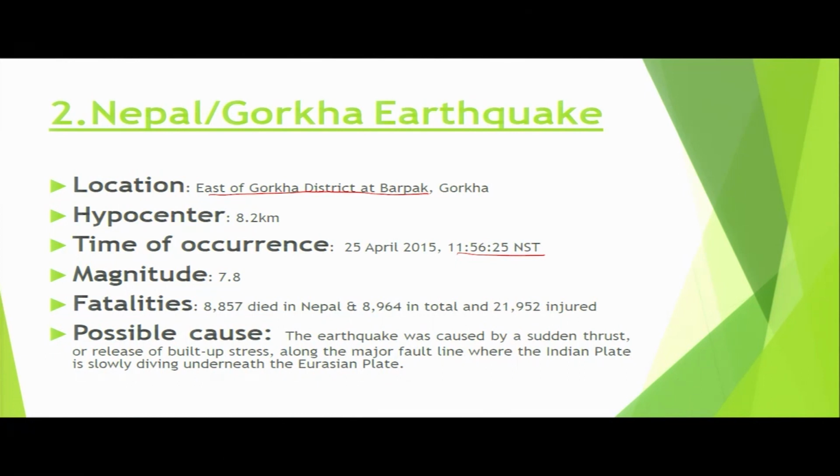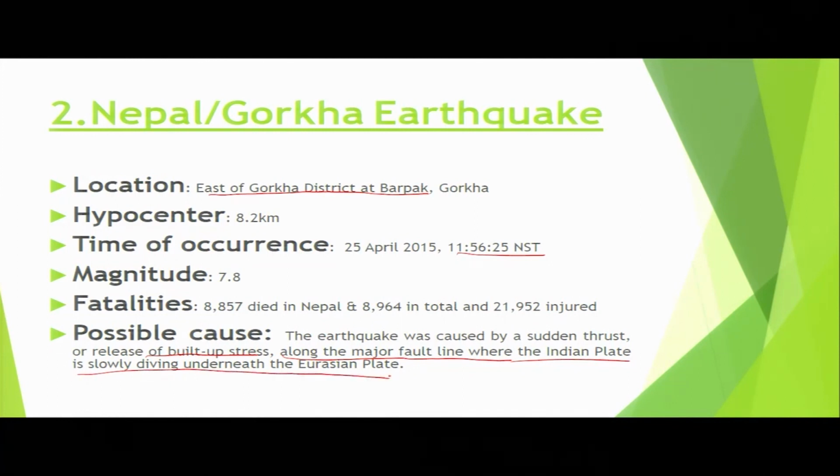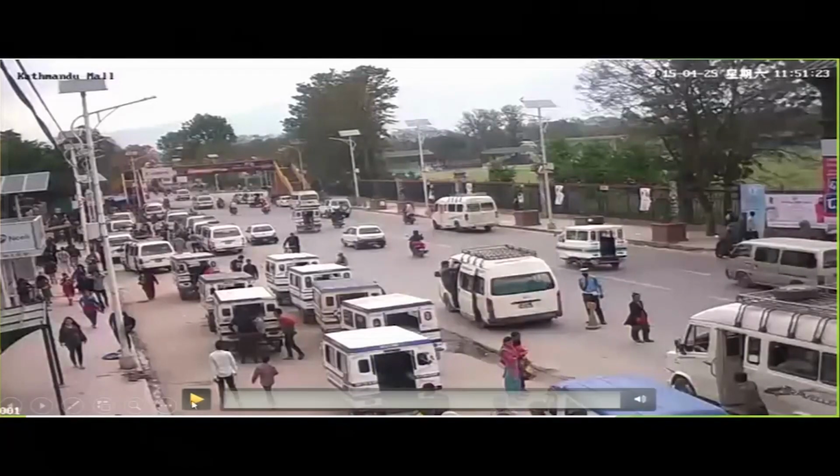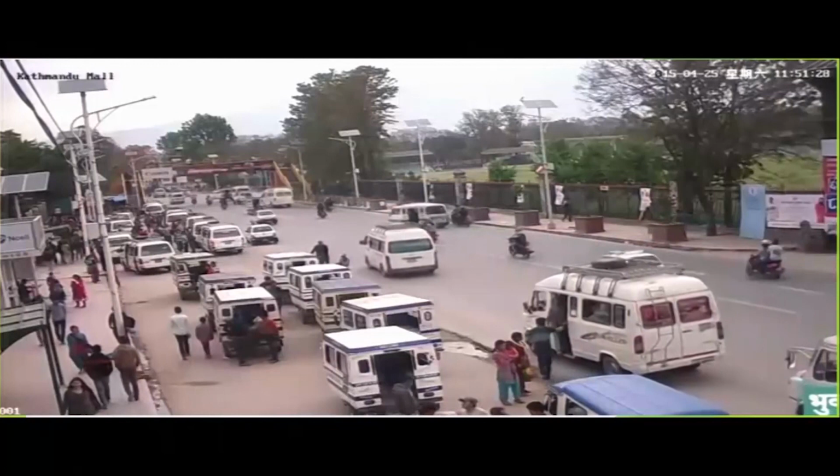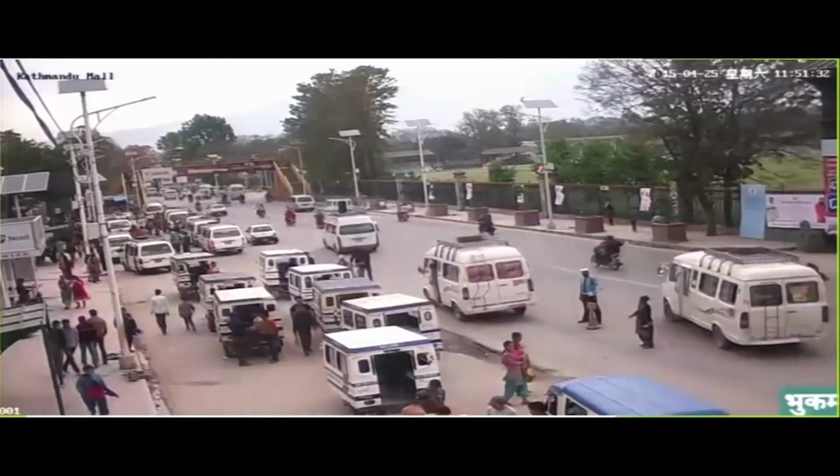Possible cause of this earthquake? Same as the Lombok, the earthquake was caused by a sudden thrust movement or release of built up stress. As I already told you, the subducting plate builds up the stress, and if it suddenly moves, then energy gets generated along the major fault line, where the Indian plate is slowly diving underneath the Eurasian plate. There is one video we can see to get the feel of this earthquake. This video is from Kathmandu.